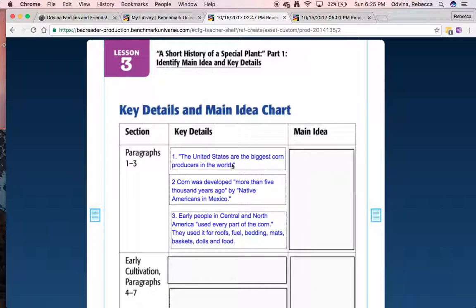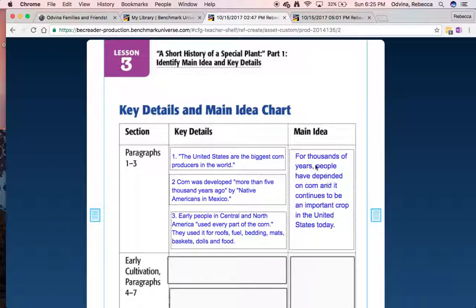I'm taking these 3 key details and creating a main idea. For thousands of years, people have depended on corn, and it continues to be an important crop in the United States today. So I took these 3 key details and put them into a paraphrased main idea that I came up with. So this is the author and me working together to come up with one big idea for that section.